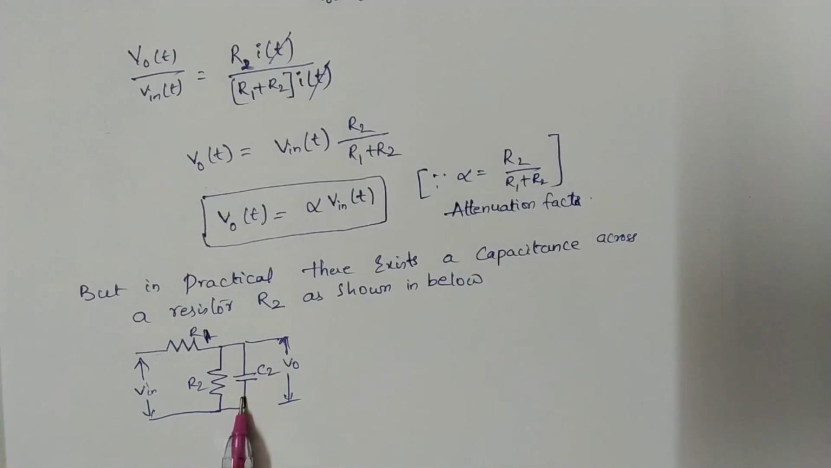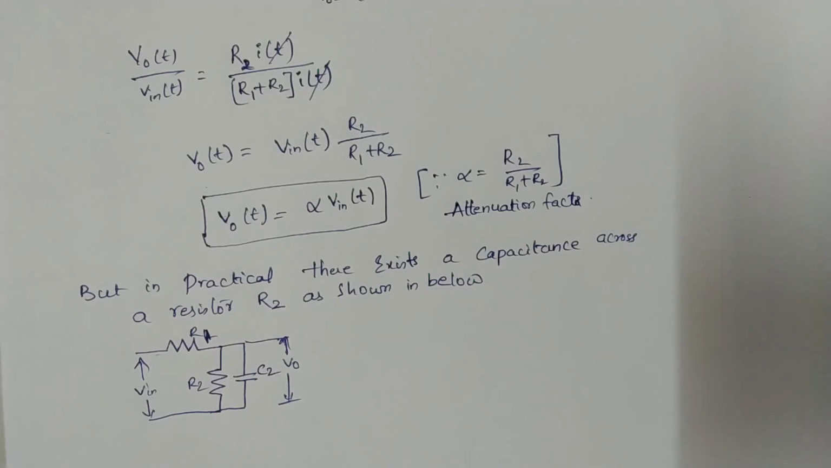So this C2 is frequency dependent, whereas R1 and R2 are frequency independent. As C2 is frequency dependent, it is used to change the waveform at the output, that is, to change the shape of the waveform at the output.